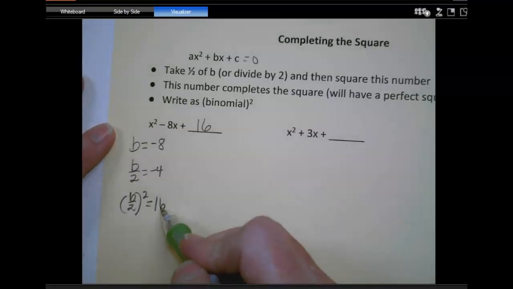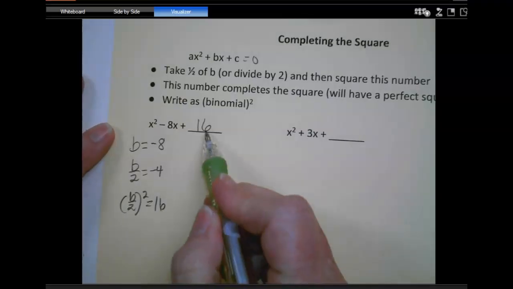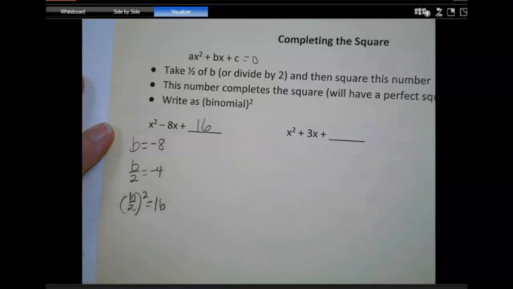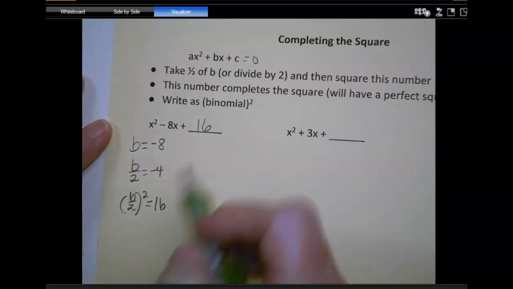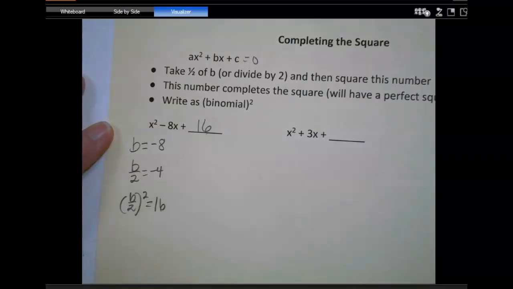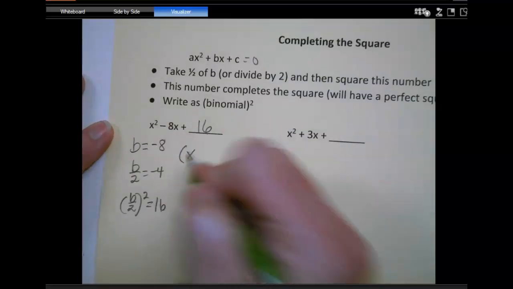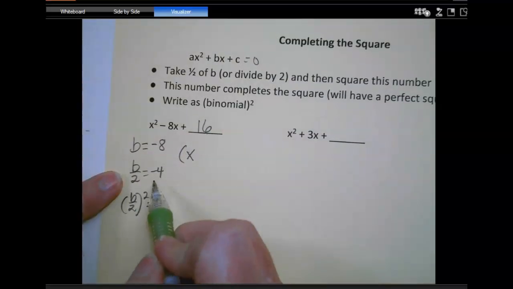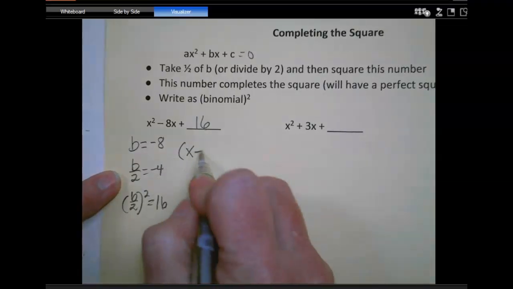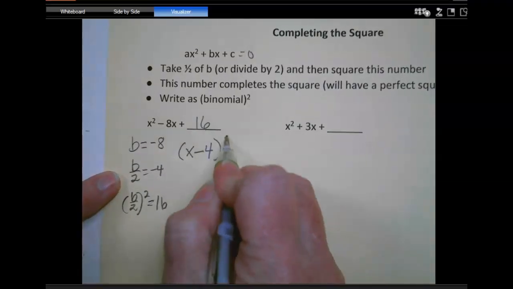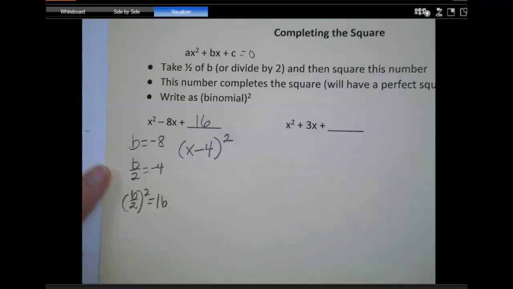So I took this number right here and I added it. Every single time I'm going to start it the same way. b divided by 2, b divided by 2 squared. I added the 16. Now I want to write this as a perfect square. So here I'm going to take x, and whatever my b divided by 2, it goes right here, and we're going to square it.